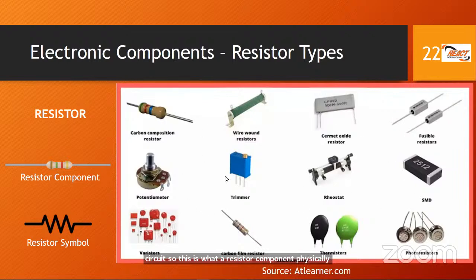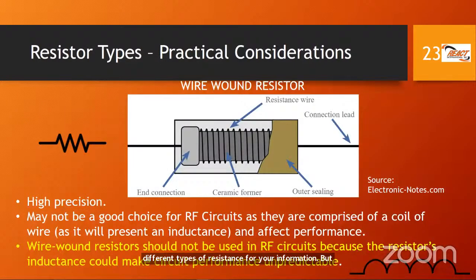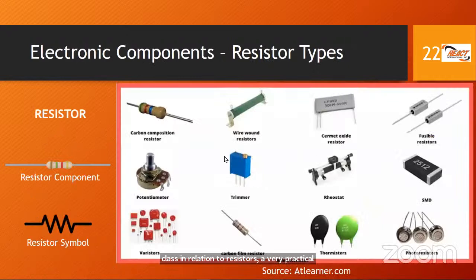On the right hand side here, we have quite a few different types of resistors for your information. But let's get to what we need to discuss for the general class in relation to resistors, a very practical consideration. So in the previous slide, we saw that there are different types of resistors. We have carbon composition resistor, so the internals of it is carbon. But then we have a type of resistor that's a wire wound resistor, some people call it. So it's really a coil of wire.